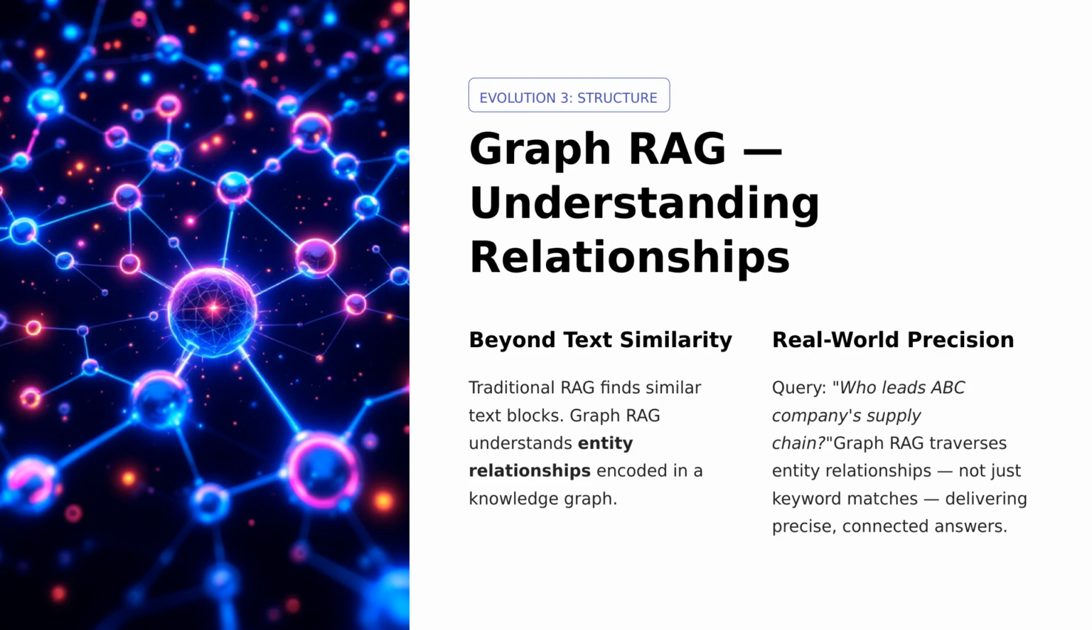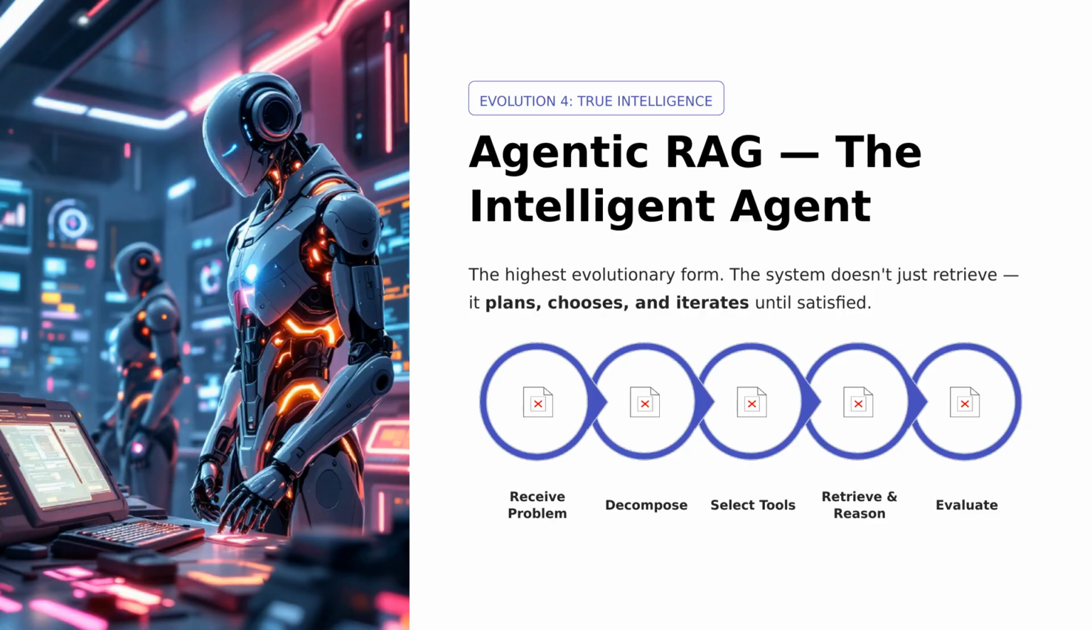Welcome to Evolution 3, Structure. In this section, we'll explore Graph RAG, an innovative approach to understanding relationships. Unlike traditional RAG, which focuses on finding similar text blocks, Graph RAG delves deeper, analyzing entity relationships within a knowledge graph. This method offers real-world precision. For example, when asked, "Who leads ABC company's supply chain?" Graph RAG doesn't just match keywords, it traverses relationships, providing precise, connected answers.